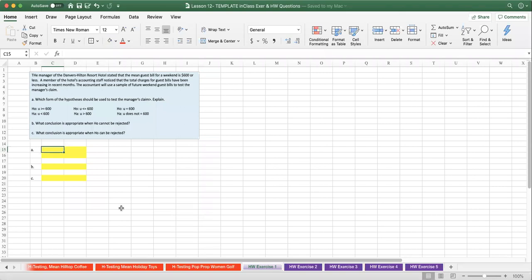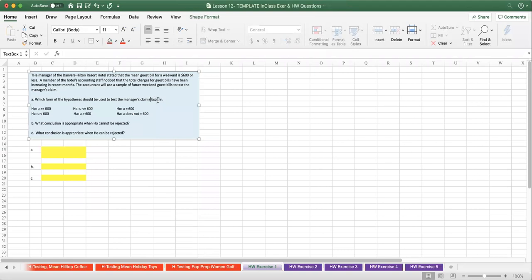Okay, so this first one: the manager of Danvers Hilton Hotel stated that the mean guest bill for a weekend is $600 or less. A member of the hotel's accounting staff noticed that total charges for the guest bills have been increasing in recent months. The accountant will use a sample of future weekend guest bills to test the manager's claim. So A is, which form of the hypothesis should be used to test the manager's claim, and explain?